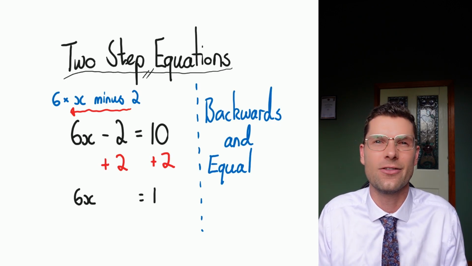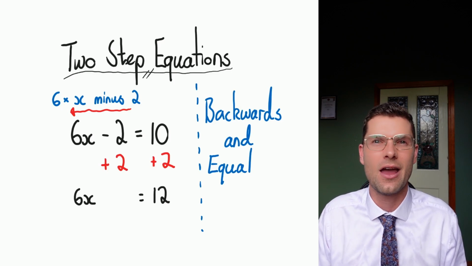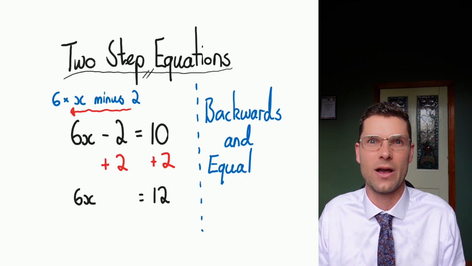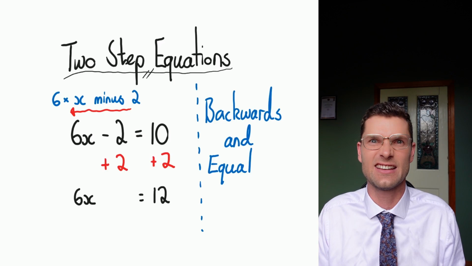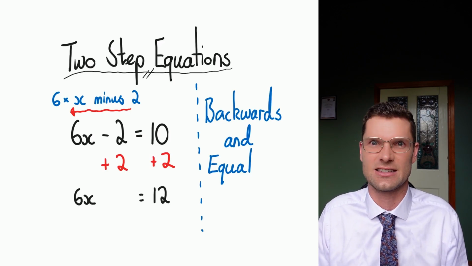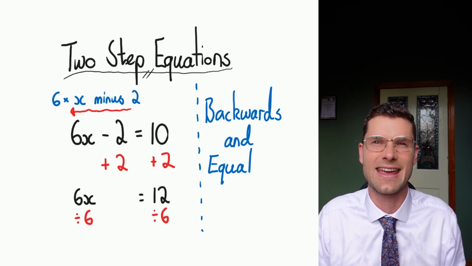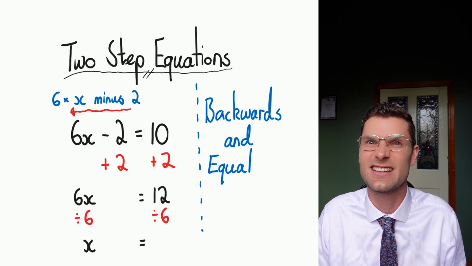We're not done here though. I need to find the letter by itself. It has to be by itself. But this is just another one-step equation. I've got 6 times x is equal to 12. The opposite of 6 times is 6 divide, so I've got to do that to both sides. The two 6's cancel each other out, and I'm left with x is equal to 2.